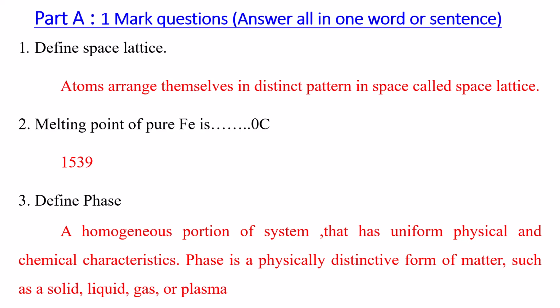Second question, melting point of pure iron is dash degrees Celsius. That is 1539 degrees Celsius. We also have to remember the melting points of metals like copper and aluminium. The melting point of copper is 1085 degrees Celsius and the melting point of aluminium is 660 degrees Celsius.